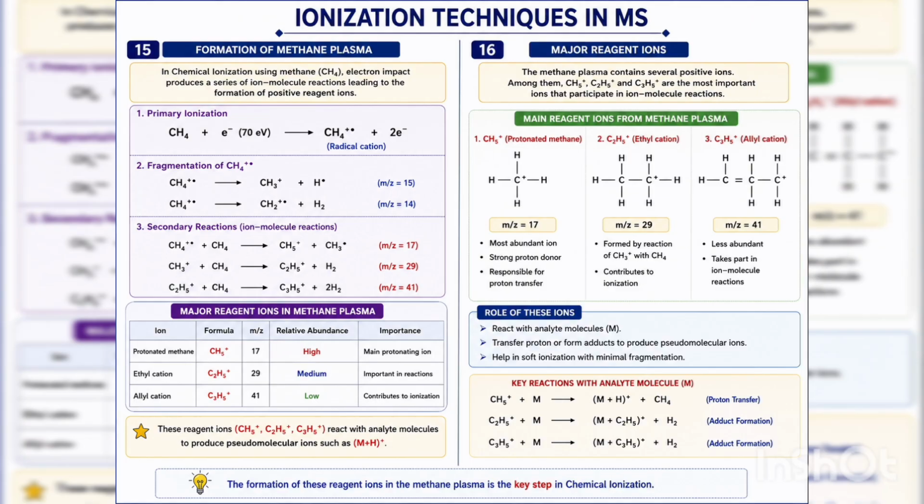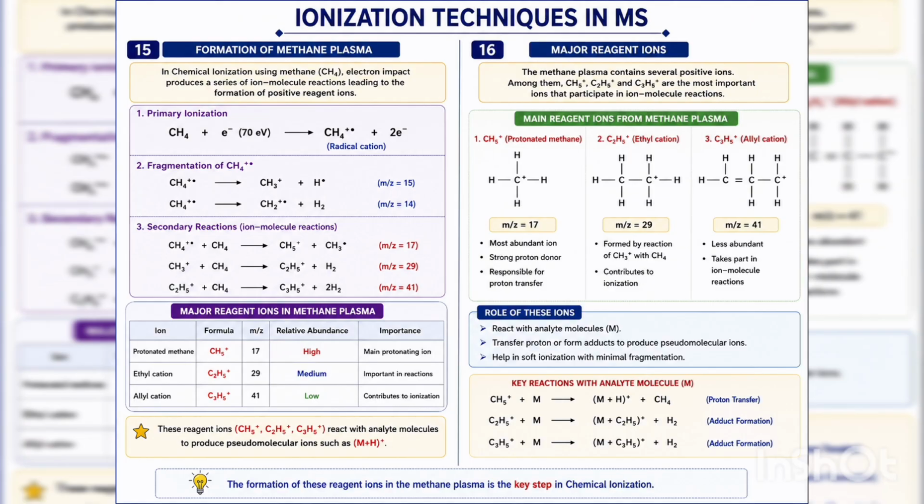Therefore, CI is called a soft ionization technique. Here we can see the important reagent ions generated from the methane plasma. The major ions include CH5+. This is the major protonating species.